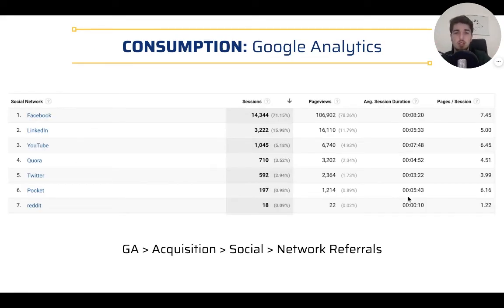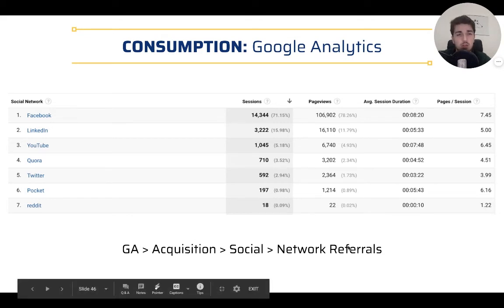In Google Analytics, you also want to see, okay, from Facebook, what's the average session duration? How many pages per session are people visiting? If people from Facebook come and visit between 7 and 8 pages per session, I think that's good. I also want to check the bounce rate and a couple of things like how many people are converting. And this is an easy report you can get if you go to Analytics, Acquisition, Social, and then Network Referrals, and you can check it out.